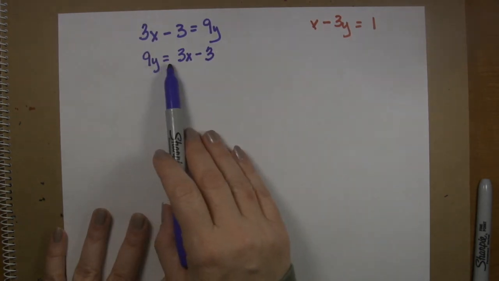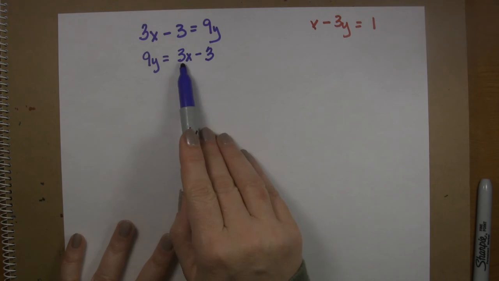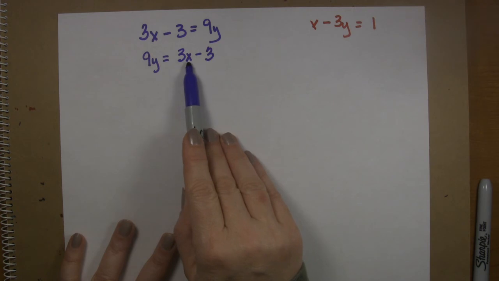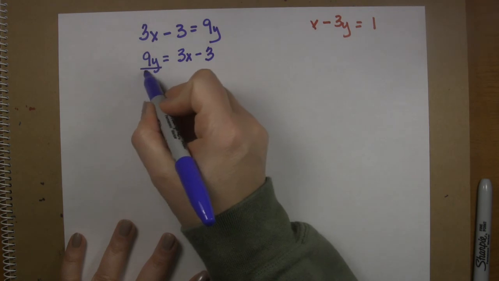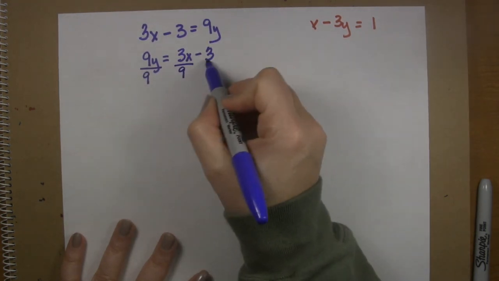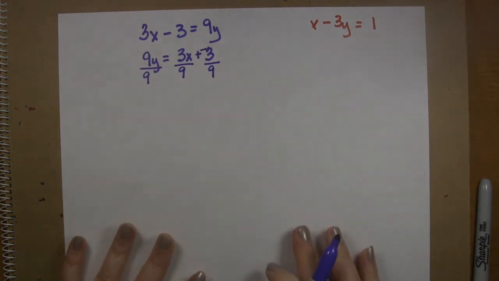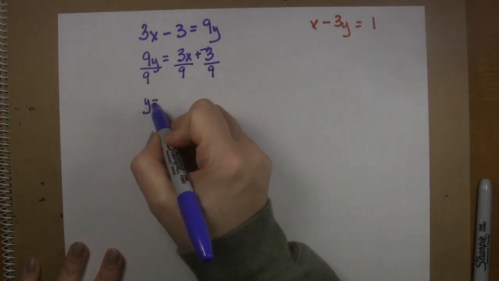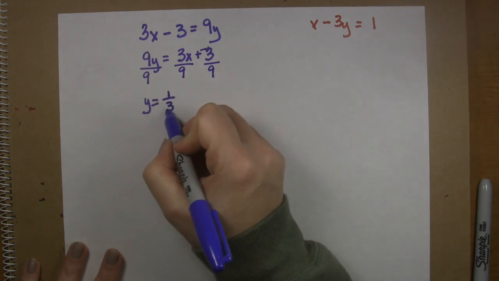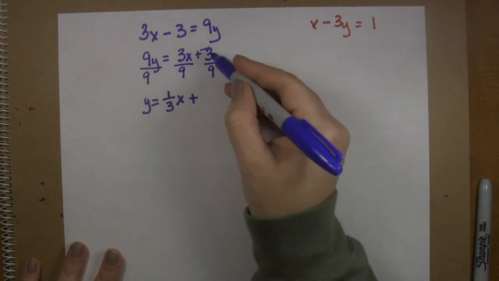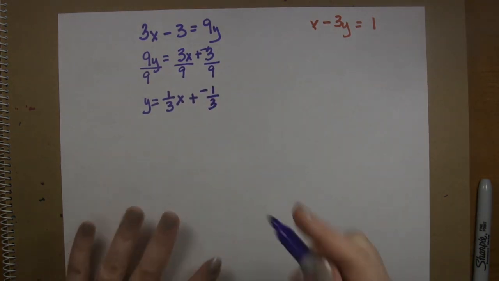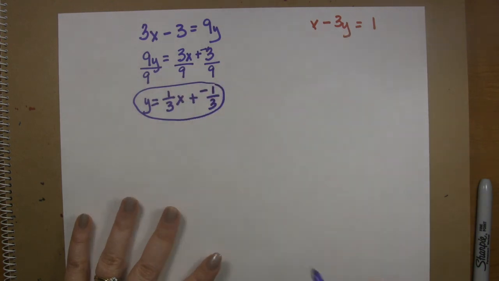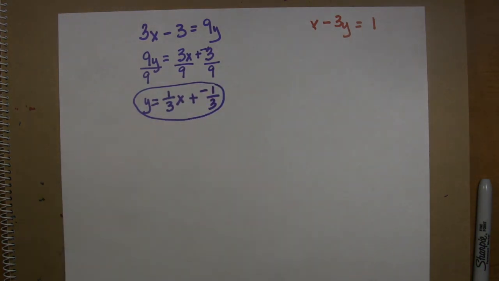Okay, so now I have 9y equals 3x minus 3, and this makes me happier because this is starting to look like a slope situation here, right? I have my coefficient, I have my x, and I have what will become my y-intercept. All I need to do is get y completely by itself. So I will divide everything by 9. So I get y equals 3 over 9, or 1/3 x, plus -3 over 9, or -1/3. So that is my proper slope-intercept form for my blue equation.